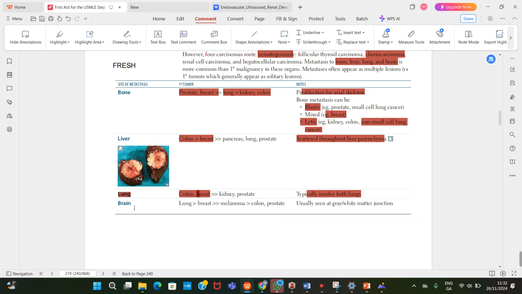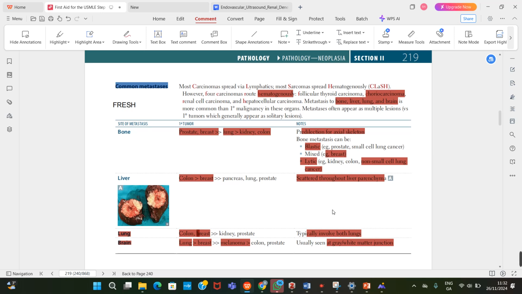Now the last is the brain. Which one commonly goes to the brain based on proximity? So the lungs. Then the breast. Melanoma also has high affinity for going to the brain. We should remember that. And what is going to heighten your suspicion for a met to the brain is that the lesions are going to be deposited at the gray-white matter junction. Once you see this in a question stem, you can confidently say that this is not a primary malignancy of the brain. It is a secondary malignancy of the brain.